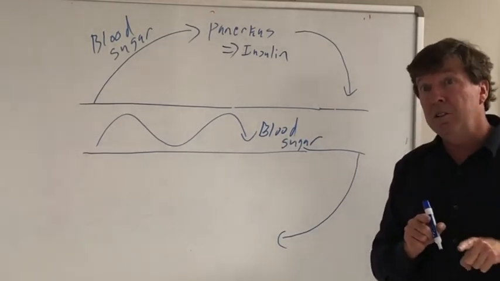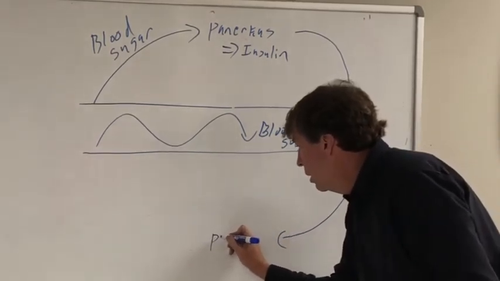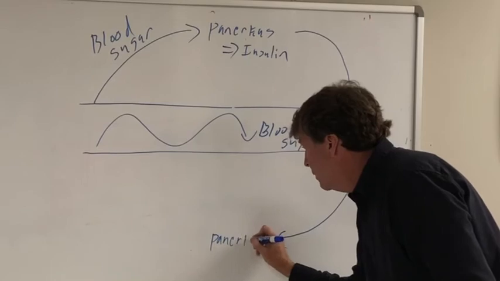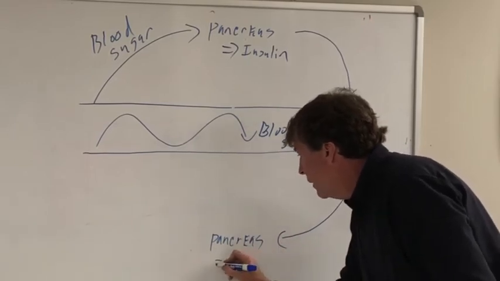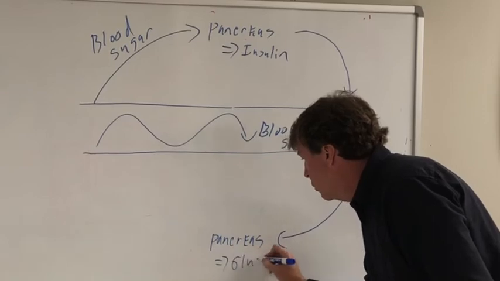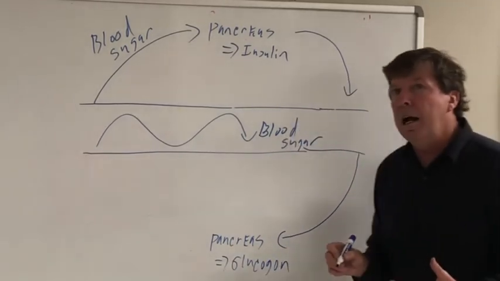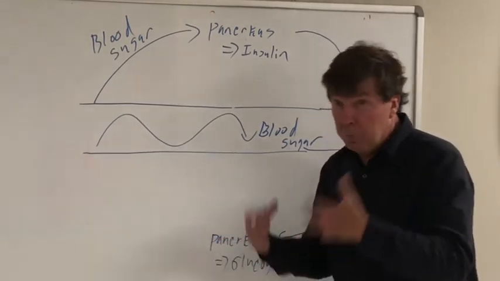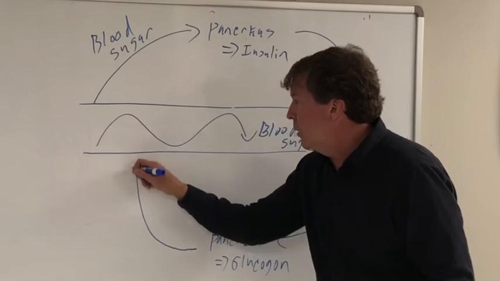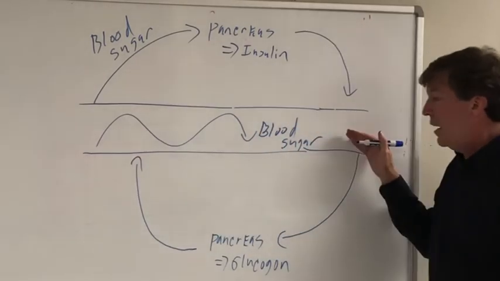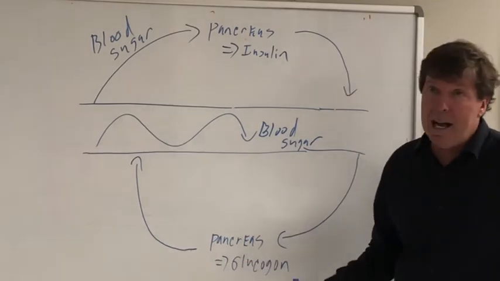The pancreas is here. The pancreas detects that. So the pancreas releases a hormone called glucagon. And the ultimate effect of glucagon is going to be to raise blood sugar and get it closer to that steady state range. Now, a great question would be, how does that happen?